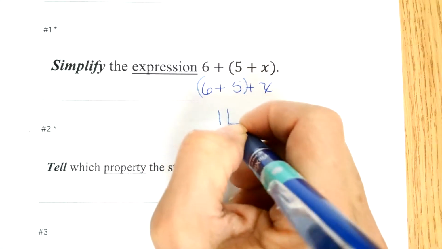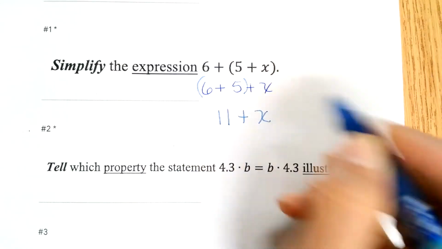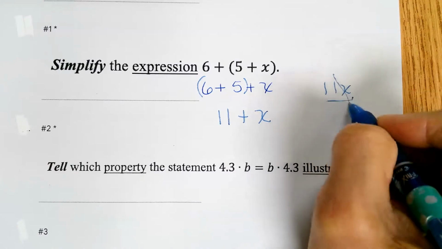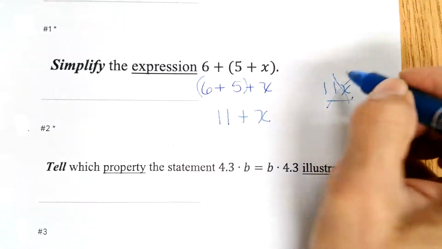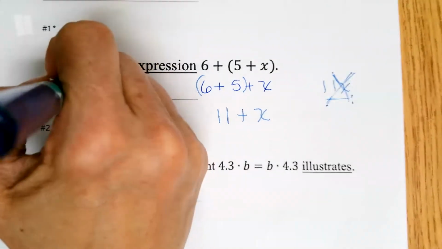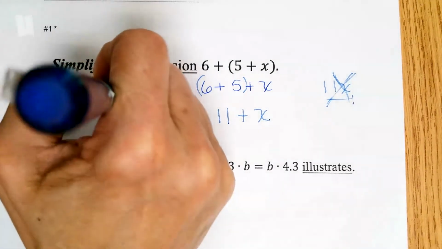6 plus 5 is 11 plus x. Remember, do not put 11x because that is multiplication. There's no multiplication in this problem, so be careful with that, okay? Only for this type of problem. So your final answer is 11 plus x.